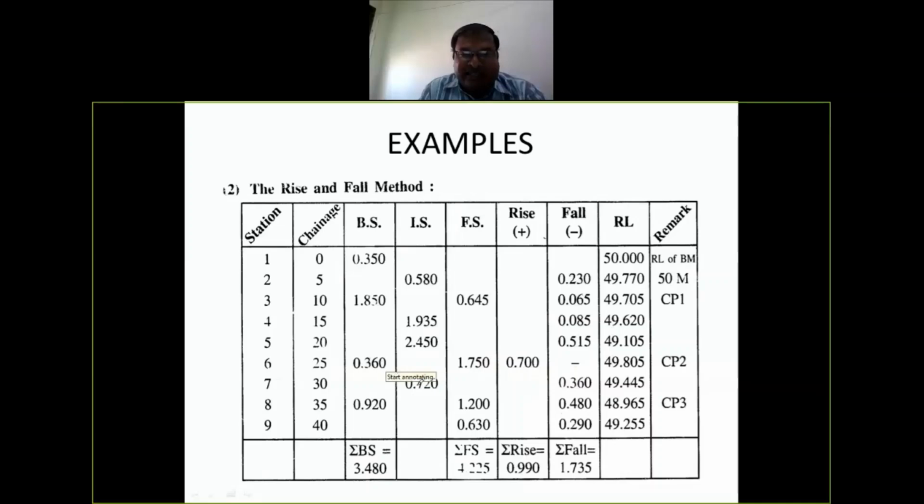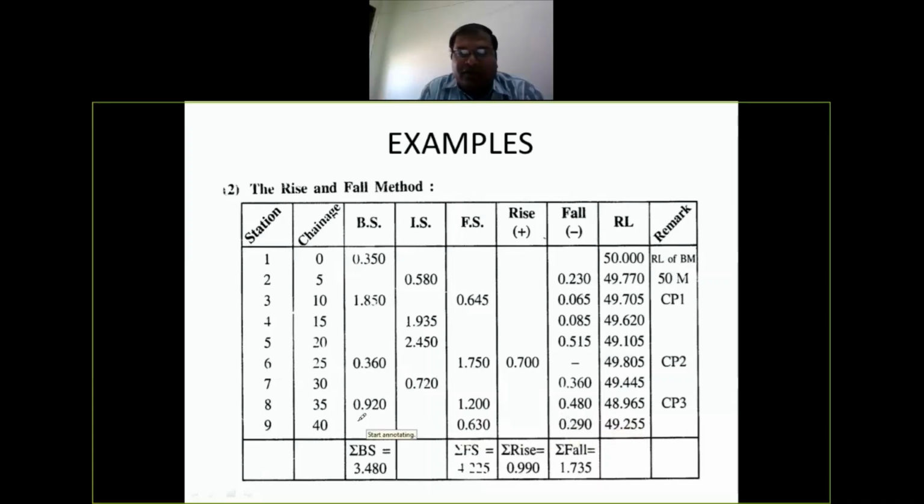Same way you have to take 6 and 7 station difference, you will get negative, you have to enter in fall column. Then you have to take 7 and 8, you can see, again negative, so in the fall column. Now you have to start from here, 8 to 9, you are getting the positive value. So here I have done a small mistake, this value should come in the rise column, so please dear students keep in mind here some mistake is there.